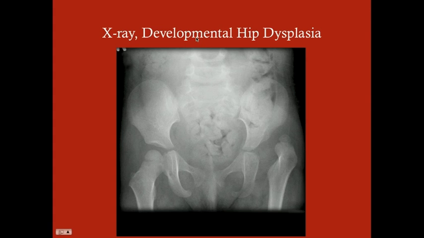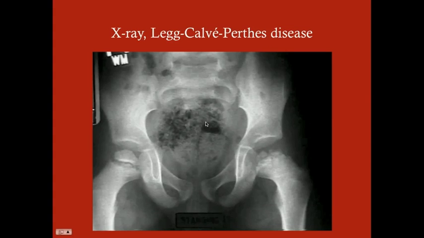Treatment for these kids would be a Pavlik harness most of the time. And this is Legg-Calvé-Perthes disease. Legg-Calvé-Perthes is simply avascular necrosis of the femoral head. And we see it right here on the left-hand side.